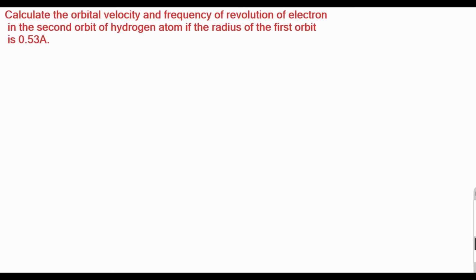So here the given question is, calculate the orbital velocity and frequency of revolution of electron in the second orbit of hydrogen atom if the radius of first orbit is 0.53 angstrom. Okay, so they are asking us to calculate the orbital velocity and frequency, which can also be represented as nu.